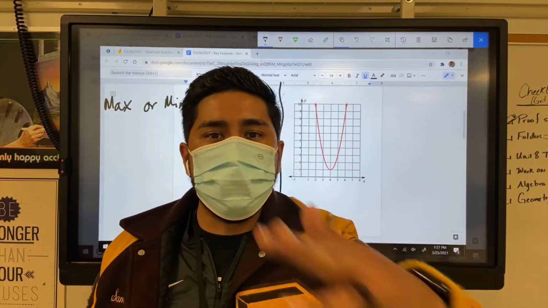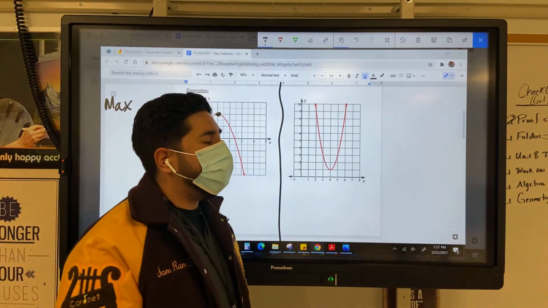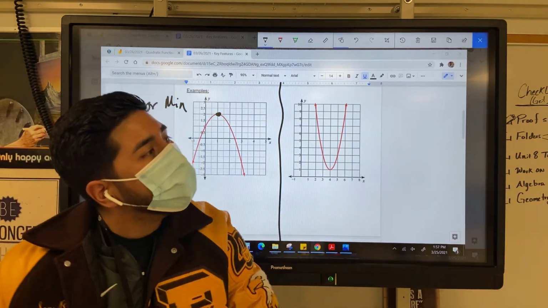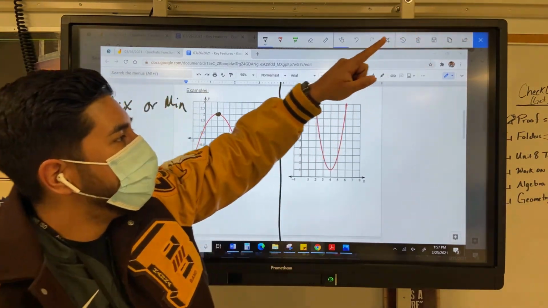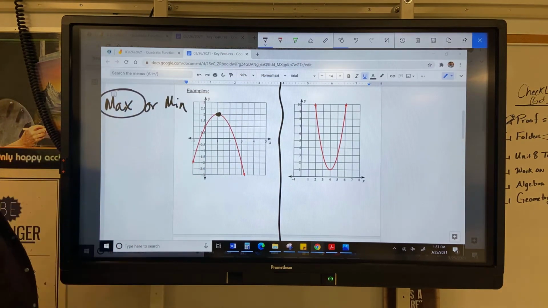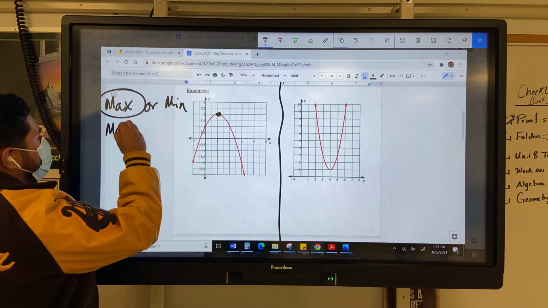If you need to go back to the Jamboard, go for it. Remember, this is the one where we're hitting the baseball. So when I hit the baseball, it's going up. And when it's going up, I think we're talking about the maximum value. So we're going to say, okay, this has a maximum.